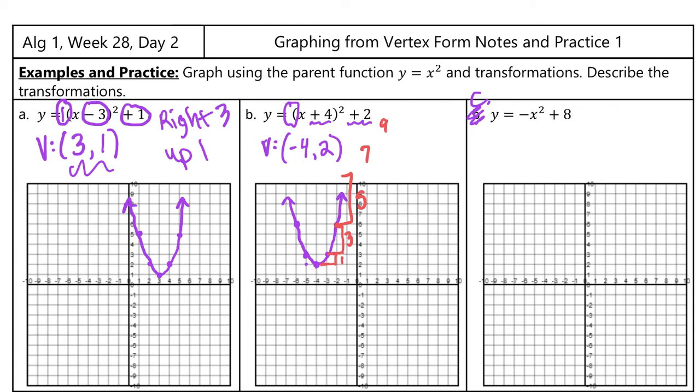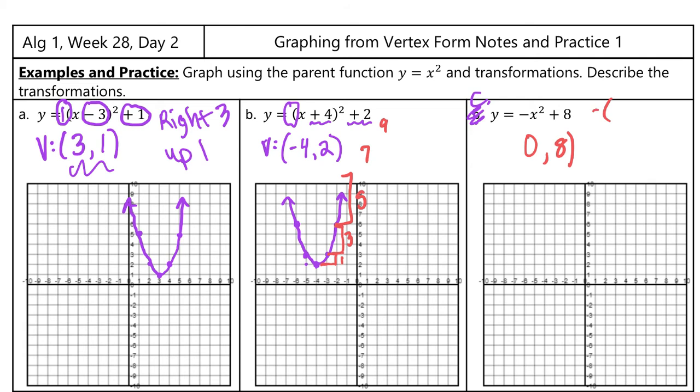Now, this doesn't look like vertex form because we don't have parentheses. And that means that plus 8 is not inside parentheses. It's still the 8 that we need for the y value of our vertex. But what do we do about the fact that there's not parentheses? What does that mean our x value is? Well, if there's not parentheses, that x value has to be 0.